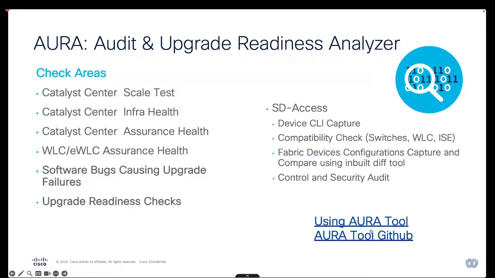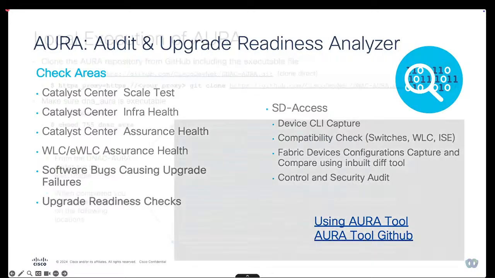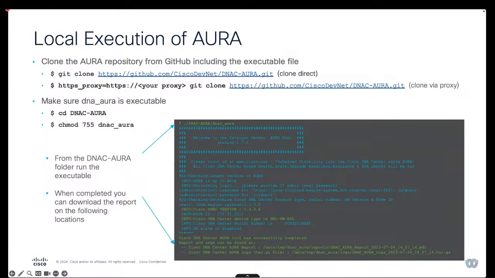Here's a link that you can review on how to use the Aura tool on GitHub. Depending on which versions you are running, you will be able to run Aura locally. We recommend following the next steps. First, you clone the repository from GitHub, including this exec file, from git clone and this URL. You will be able to set the permissions if you have a proxy here, and then make sure that the DNA Aura directory is executable by doing the chmod for the DNA Aura executable file.